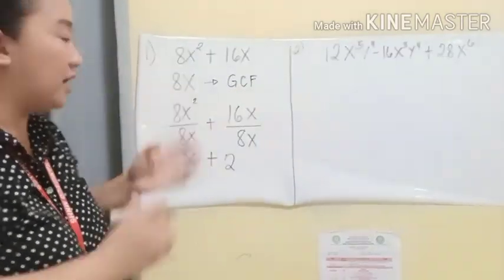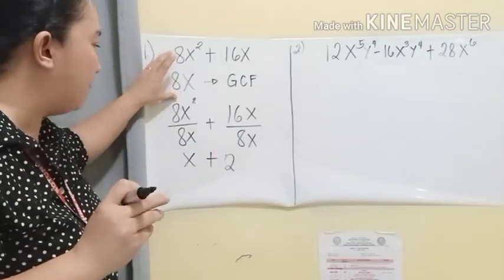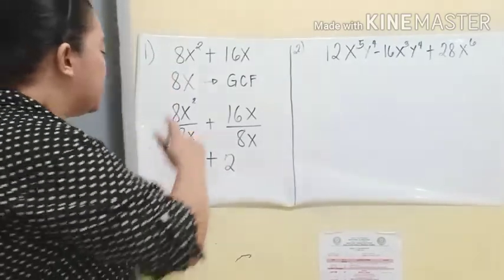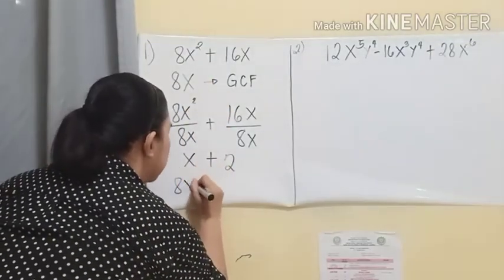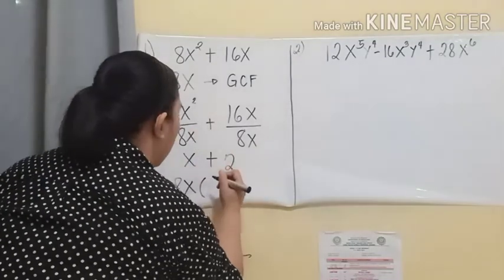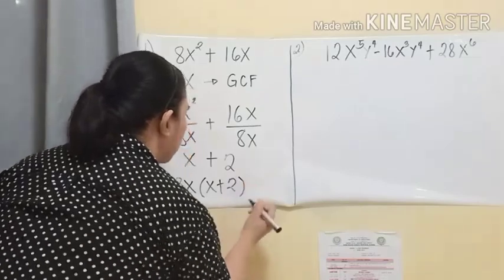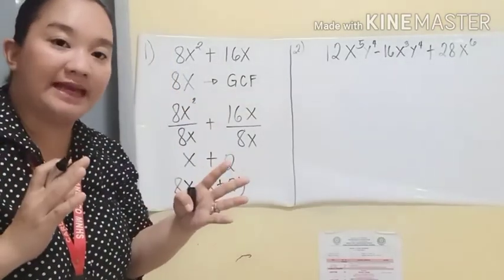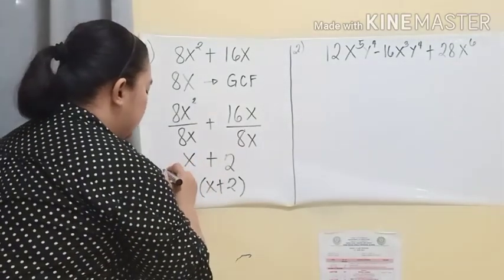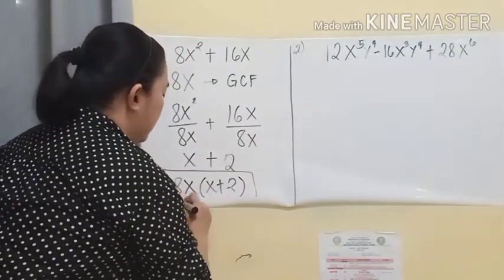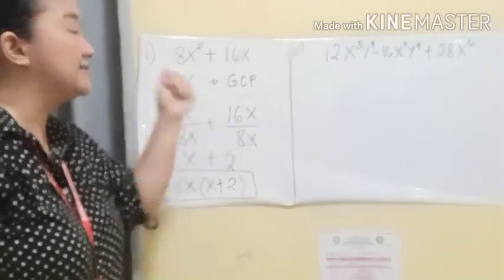So the next thing we're gonna do is to combine the GCF and the quotient. So the factors are 8x and x plus 2. Now, we multiply them or we combine them using the parentheses. So this is the factored form of 8x squared plus 16x.